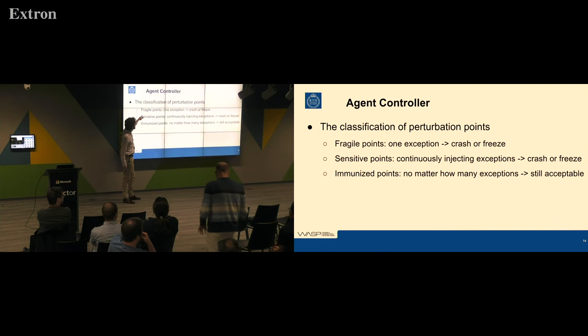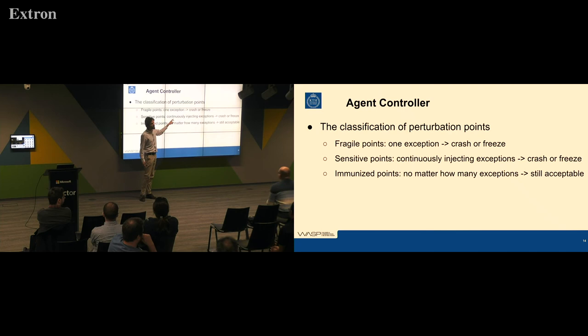It can be sensitive, which means that if we inject only one exception, it's okay. If we inject more than one, it crashes or it freezes the application. Or it can be immunized, which means that already with the current error handling code, we can inject as many exceptions as we want. The application embeds some retry technique, some alternative path technique, to handle the exception. So all points are either fragile, sensitive, or immunized.